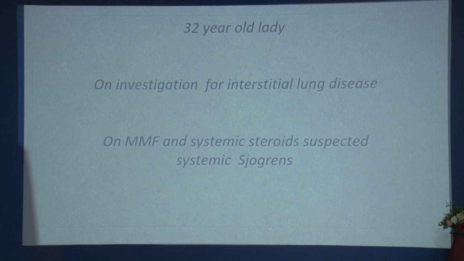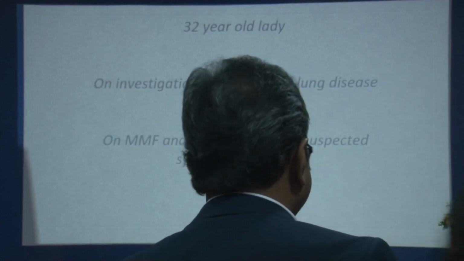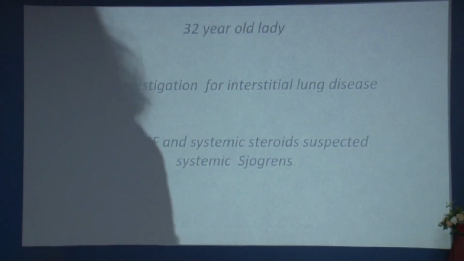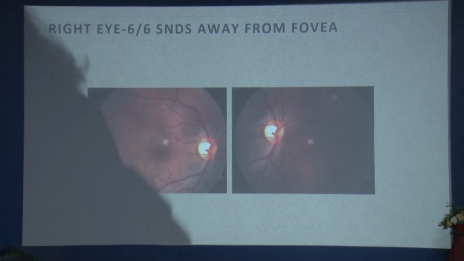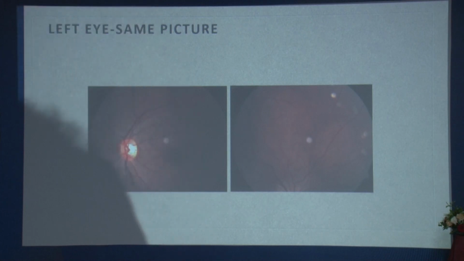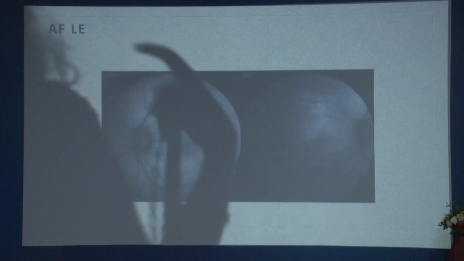Let me go into this interesting case. A 32-year-old lady. She was under investigation for interstitial lung disease. She has been on MMF and systemic steroids because she was a suspected Sjogren's. She presented to us with 6/6 vision and serous neuroretinal detachments away from the fovea. The left eye also had a similar picture, and AF showed these detachments and some RP changes.